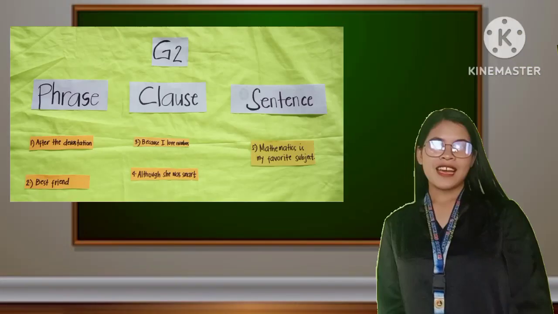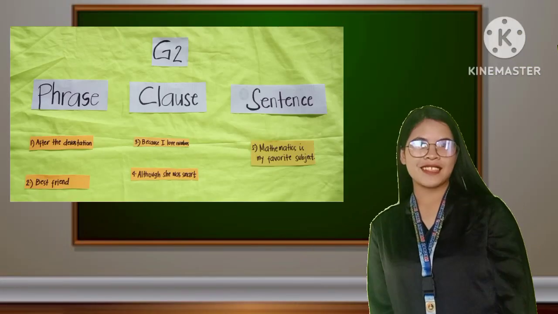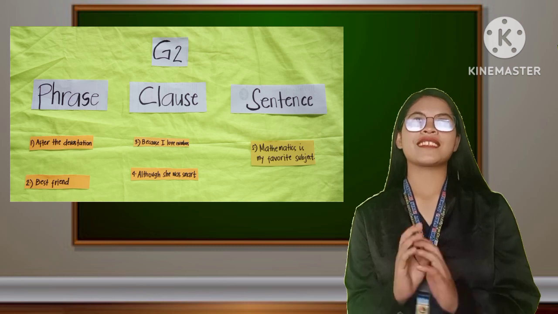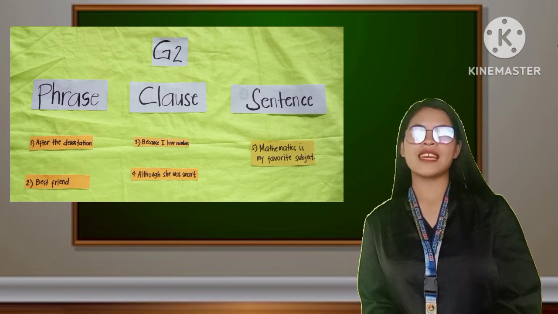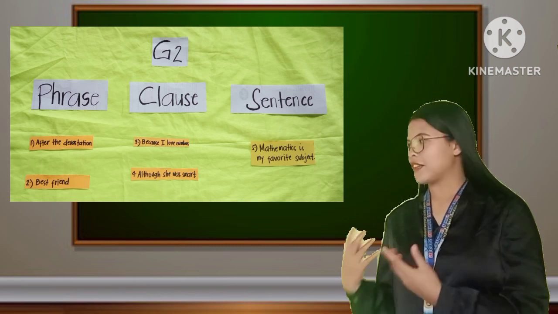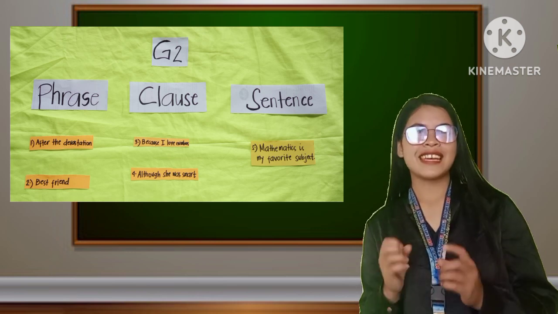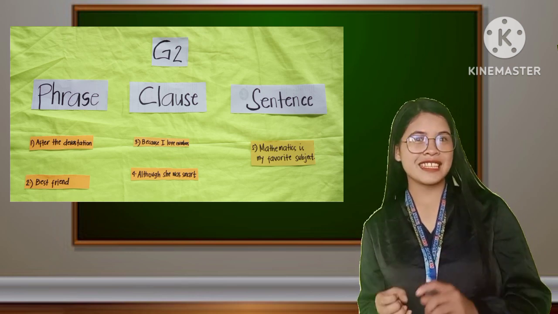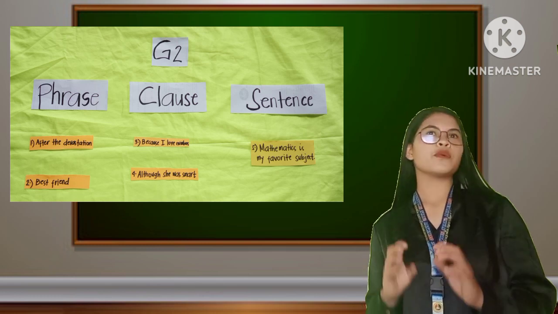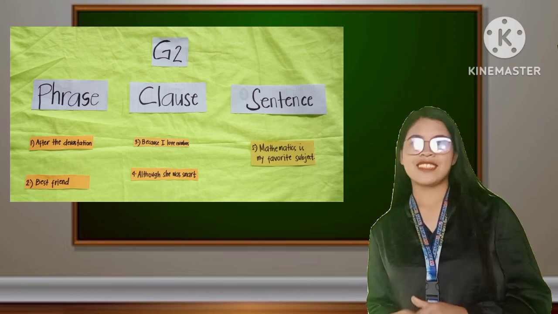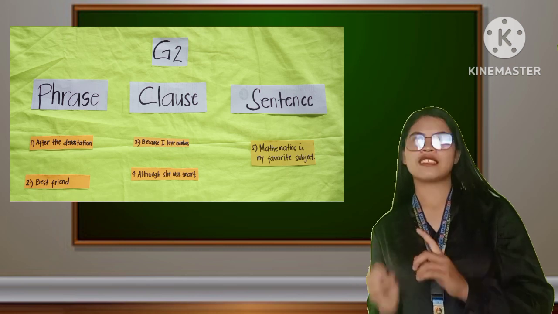As we can see, their work is already pasted on the board. Let's start with the first one. The first one is "after the devastation," and you put it under phrase. It's correct because obviously it's a phrase. The second is "best friend." It's also a phrase, so it's correct.